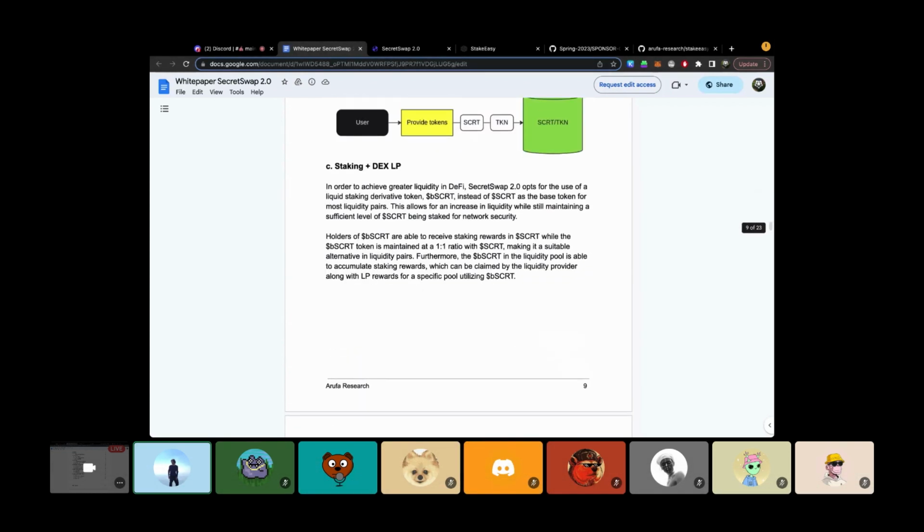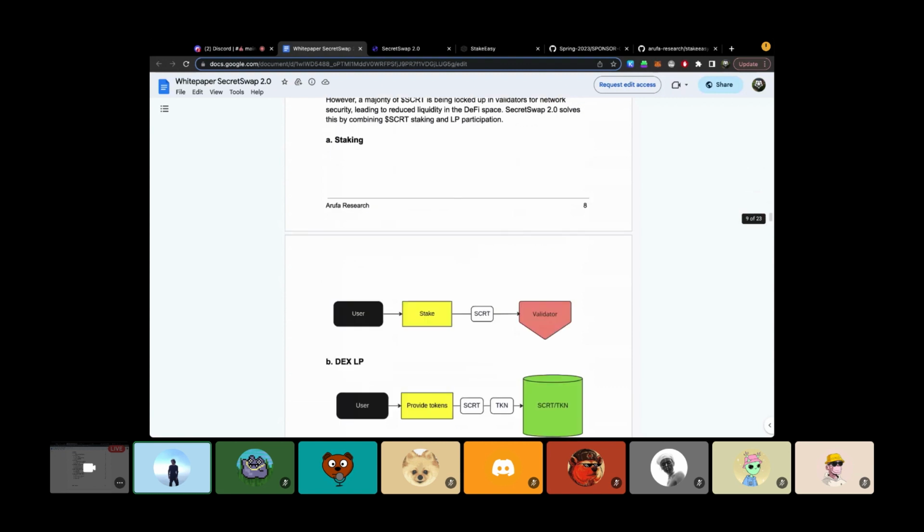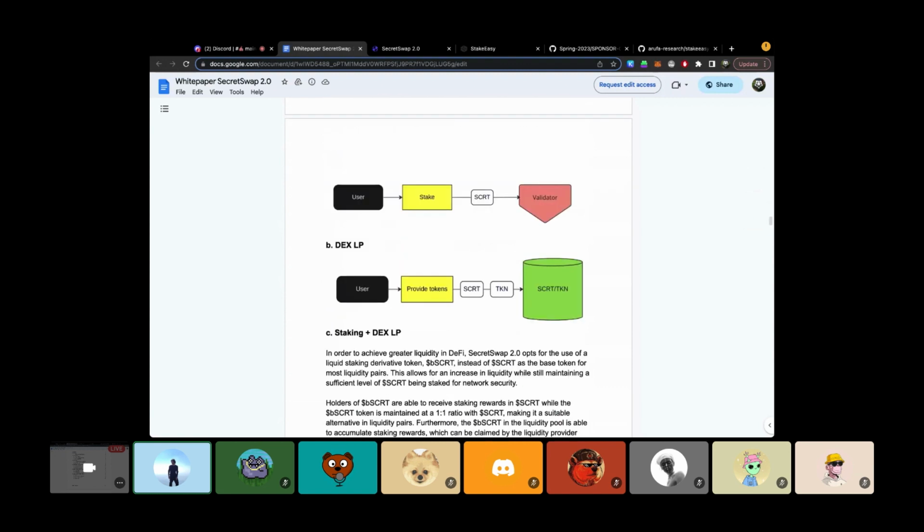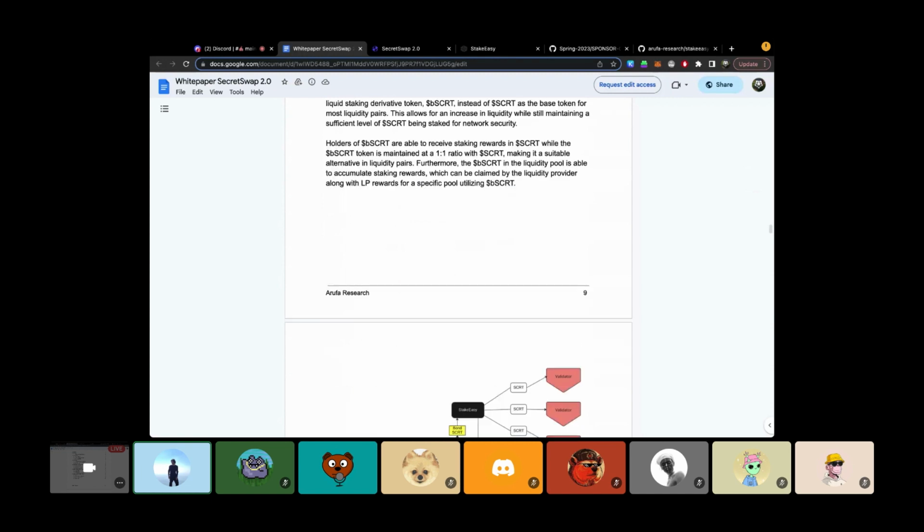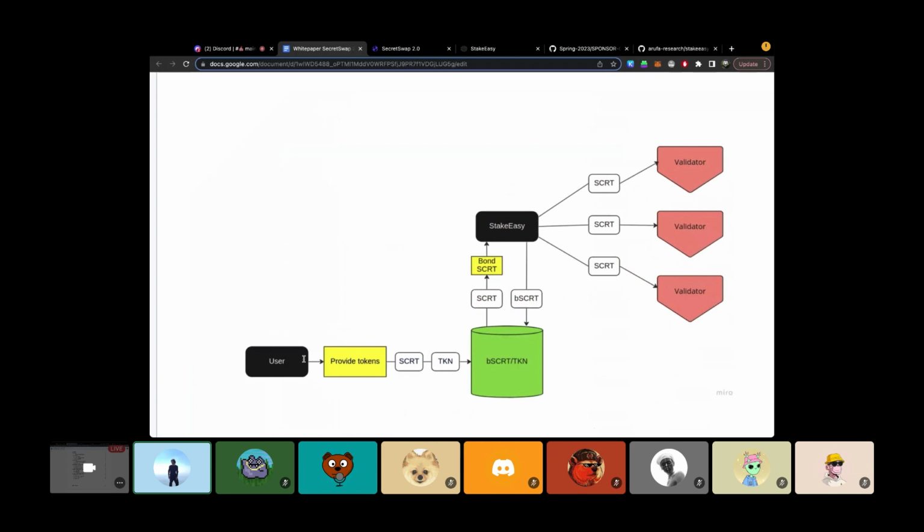I have a few diagrams over here. This diagram represents how users can use it. Traditionally, any user can stake their secret to a validator, or they can provide liquidity for secret and another token in a secret and that token pair. But with our approach, you can deposit your secret and that other token, and the pool itself will convert that secret into B secret. And the secret that's deposited into StakeEasy is now deposited into multiple validators.